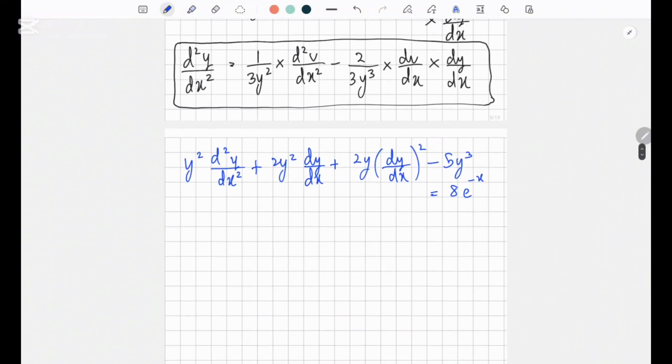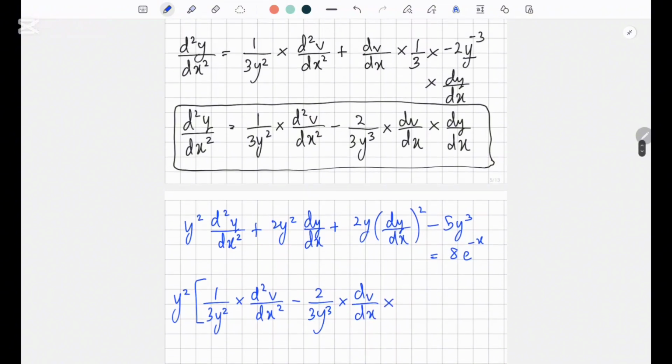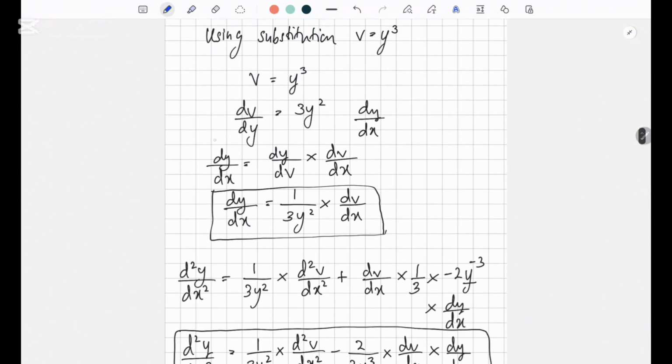Yup. So now we put in the substitutions. So y squared into... now we can put in this instead of the second derivative of dy over dx. So 1 over 3y squared into the second derivative of dv over dx, minus 2 over 3y cubed into dv over dx into... So dy over dx. So instead of dy over dx, we can put in this, right?